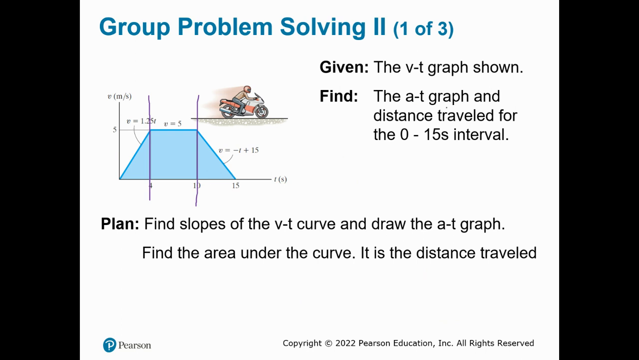Okay, we're going to plot that AT graph. The AT graph will be the slope. First portion, the slope is 1.25 going up. Second portion, from 4 to 10 seconds, you have a 0 slope. And then lastly, for the last portion from 10 seconds to 15 seconds, you have -1 on the slope, so the acceleration will be -1. There's your AT graph. And then we're also going to look for the total distance traveled. That will be the area under the curve.